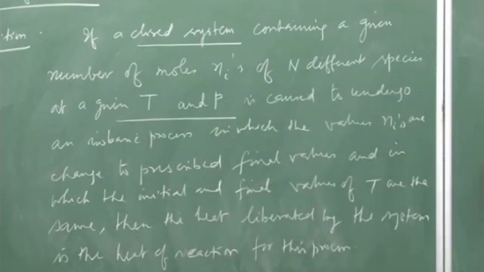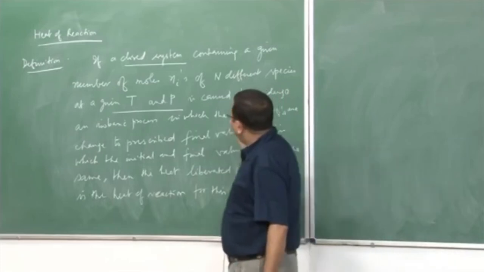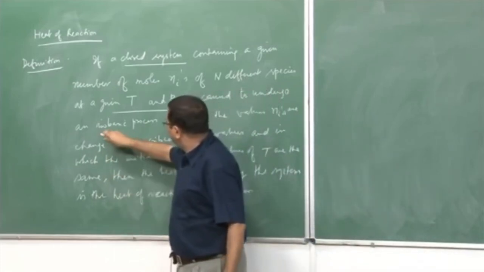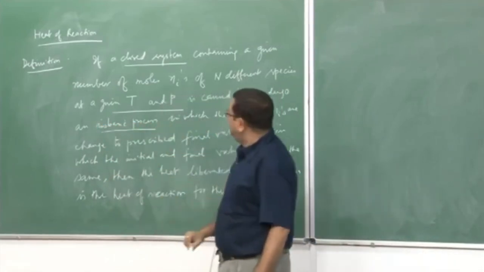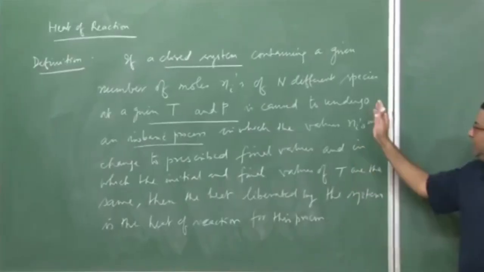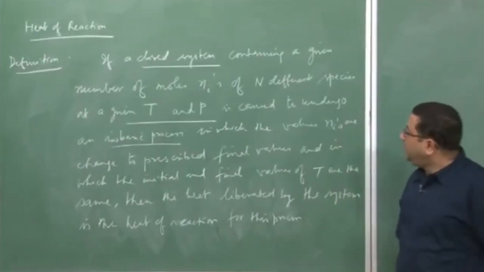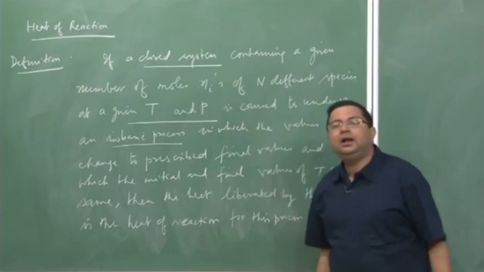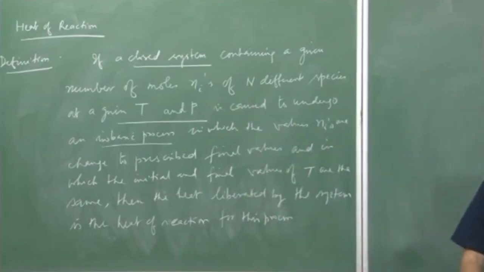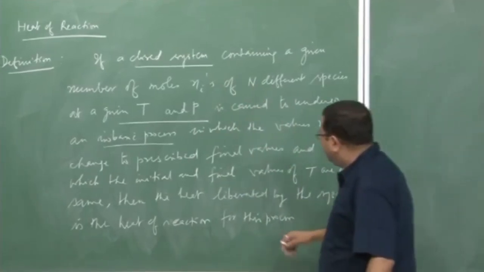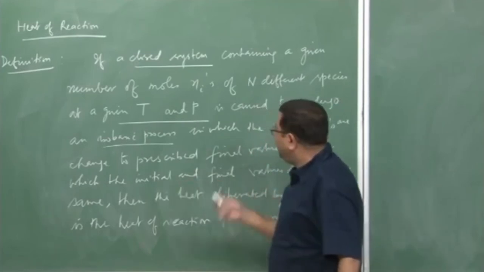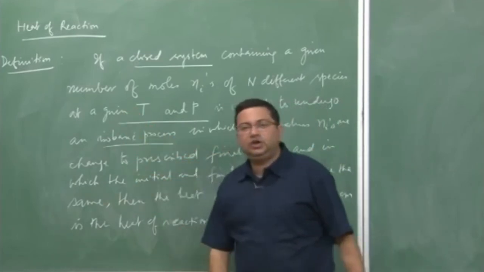Now, what we are saying is that this system is allowed to undergo an isobaric process. Isobaric process is a constant pressure process. So, therefore, the pressure remains same and the molecules are allowed to react with each other, but the final value of the temperature is also same. So, therefore, the temperature does not change.